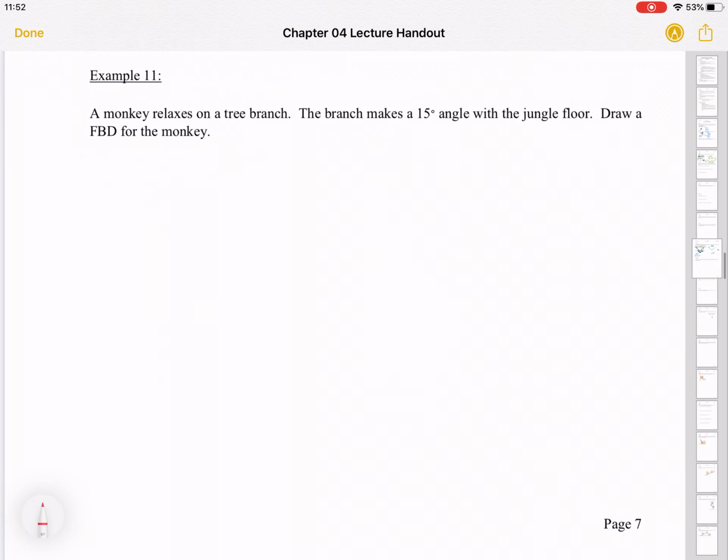And of course, this example involves a monkey. So a monkey relaxes on a tree branch. The branch makes a 15-degree angle with the jungle floor. Draw a free body diagram for the monkey.